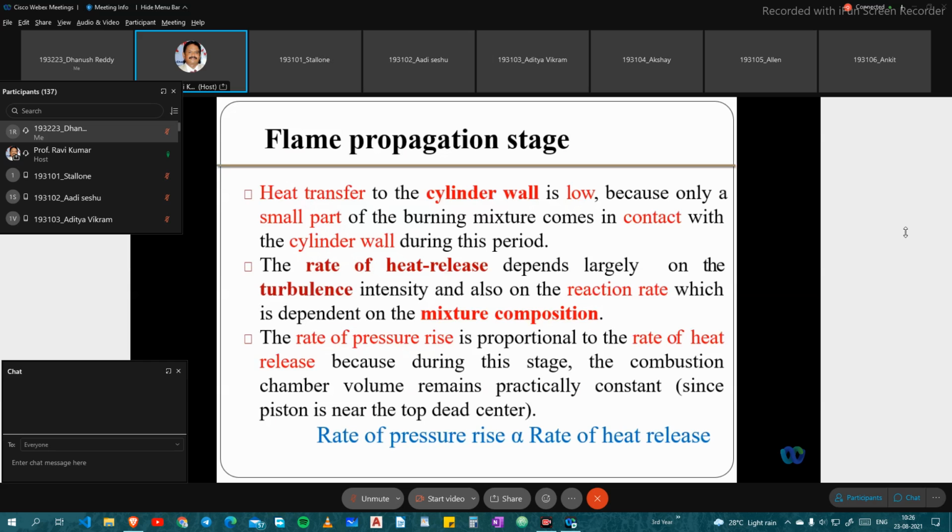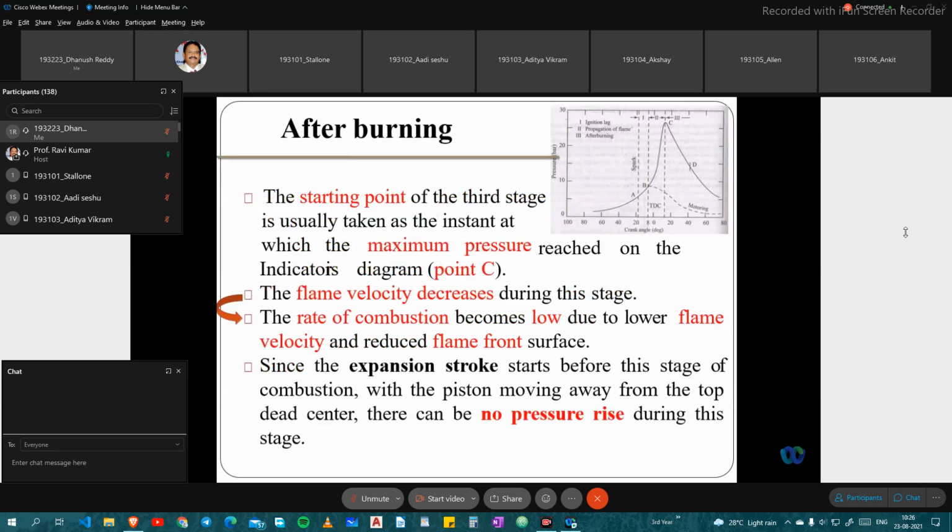Because we have a constant chamber, the piston has a stroke length and the diameter will not change. Only the operations will be changing. That's the rate of pressure rise and rate of heat release only. We're going to see it in the figure. And after burning, what happens? After combustion, what happens?